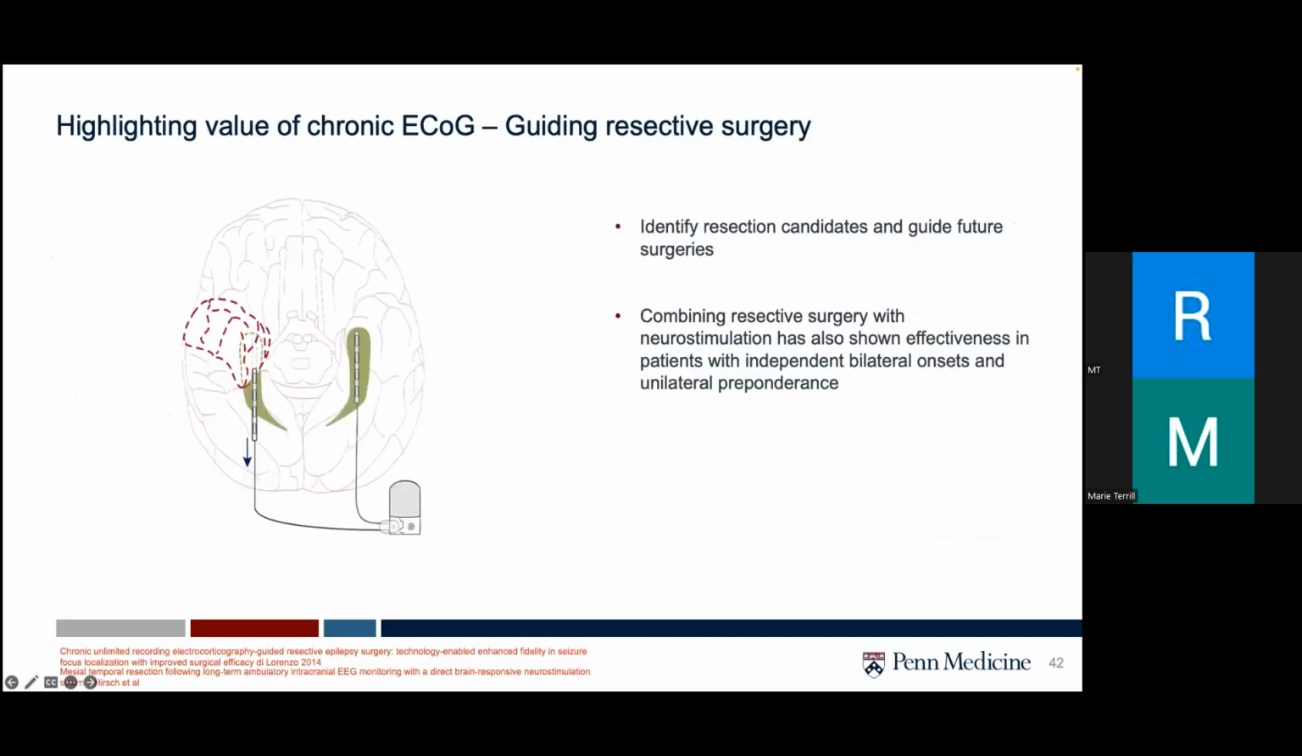Now, long-term ECOG, as I said, not only helps in lateralization, but also plays a crucial role in identifying potential surgical candidates. Surprisingly, seizure freedom rates have been reported in patients who were initially thought to be ineligible for surgery because of bilateral onsets, but were later identified as resection candidates based on the data from the RNS system. These findings highlight that neuromodulation and surgery don't have to be mutually exclusive, and combining therapy can potentially be effective in some patients with independent bilateral seizure onsets, but who show more of a unilateral preponderance.